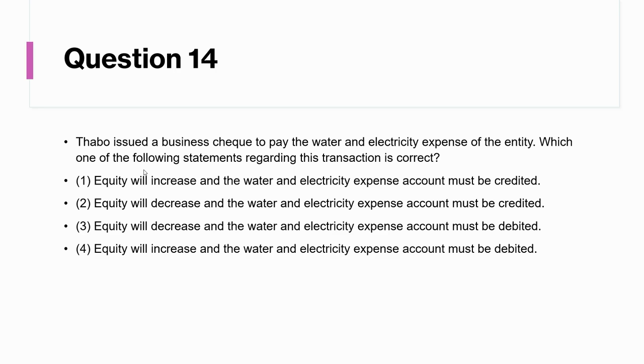Option number 3 says equity will decrease. Yes, that's true. And the water and electricity expense account must be debited. This is correct because if you increase your expenses, you debit them. Then option 4 says equity will increase, wrong. By just looking at it, it's already wrong. So the correct answer is when your equity is decreasing and you are debiting your expense.